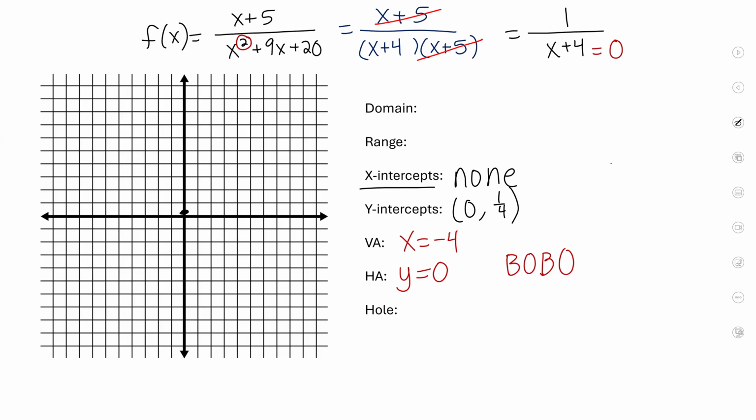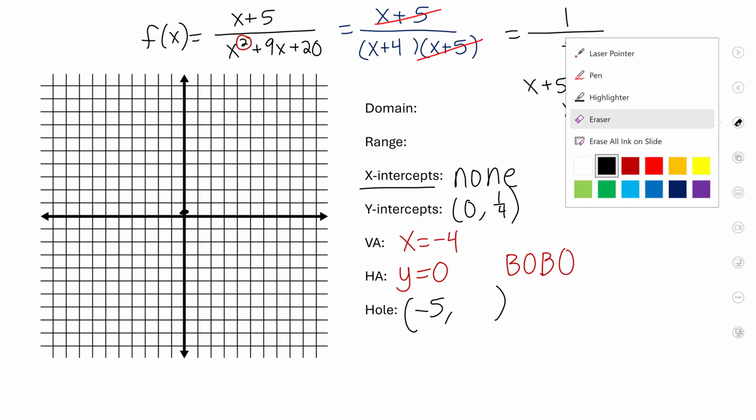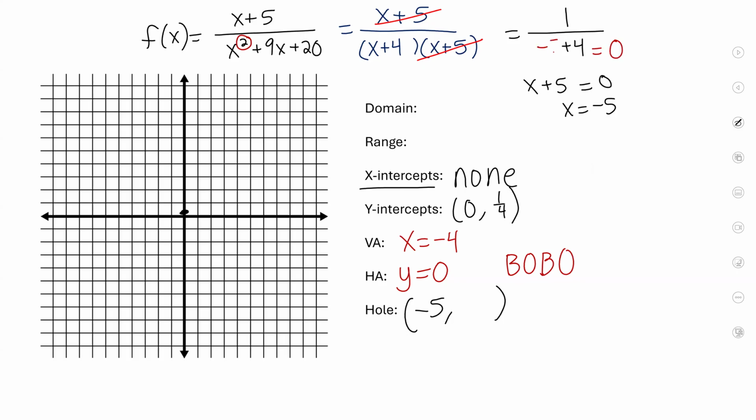Hole. Whatever I canceled out, the x plus 5s, you set it equal to 0 and you solve. When I solve, what will I get? Good. What do I do with this -5? Plug it in to find the y value. So I know the x value is -5. I will plug this in right here. And what will I get? Yep. This will become 1 over -1, which is just -1. So that is where my hole is. I'm going to go ahead and plot my hole at -5, -1. I have a hole right there.